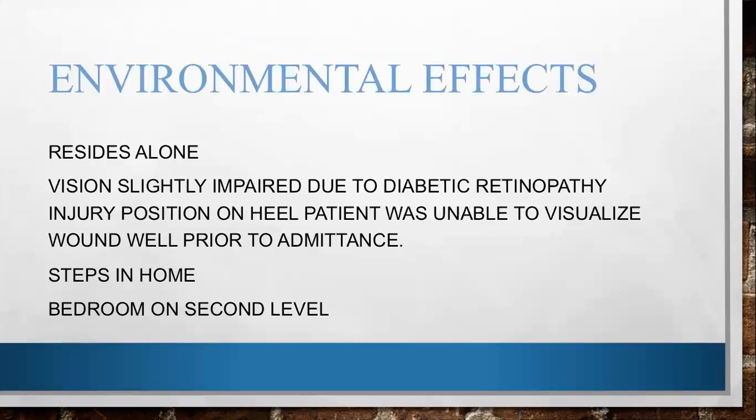Environmental effects. What do you think of? He lives alone. His vision, as he said, he has some diabetic neuropathy. Injury position on the heel. Patient was unable to visualize well prior to being admitted. He does have steps in his home. His bedroom is on the second level of his home. Consider the environment data that is not here, that he supplied.